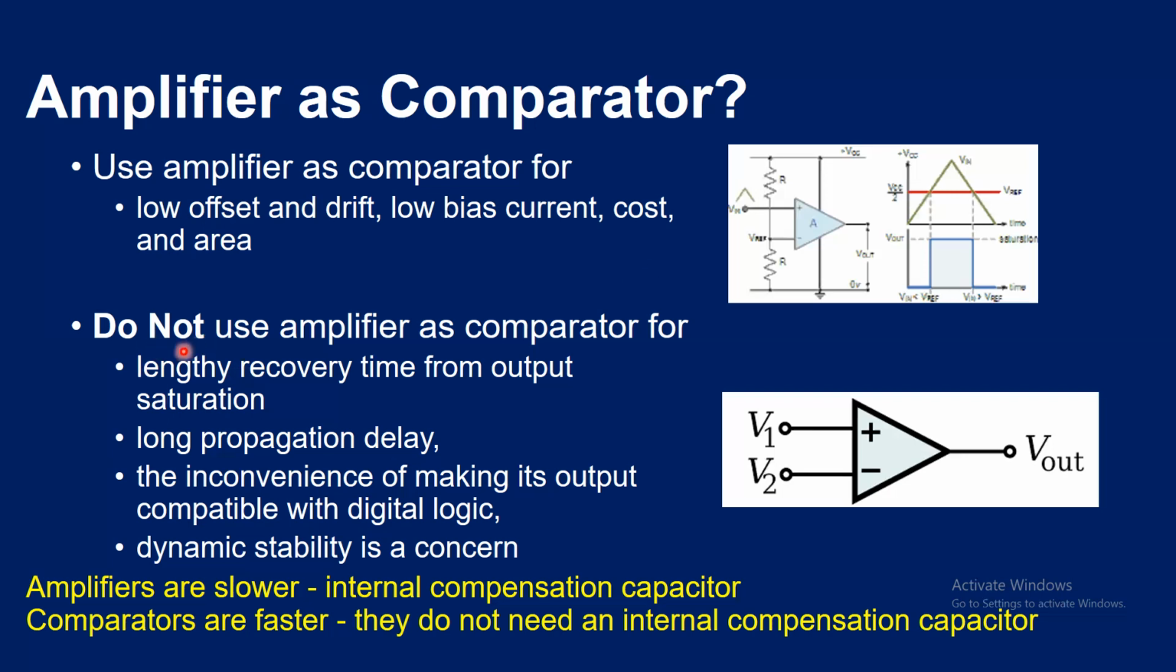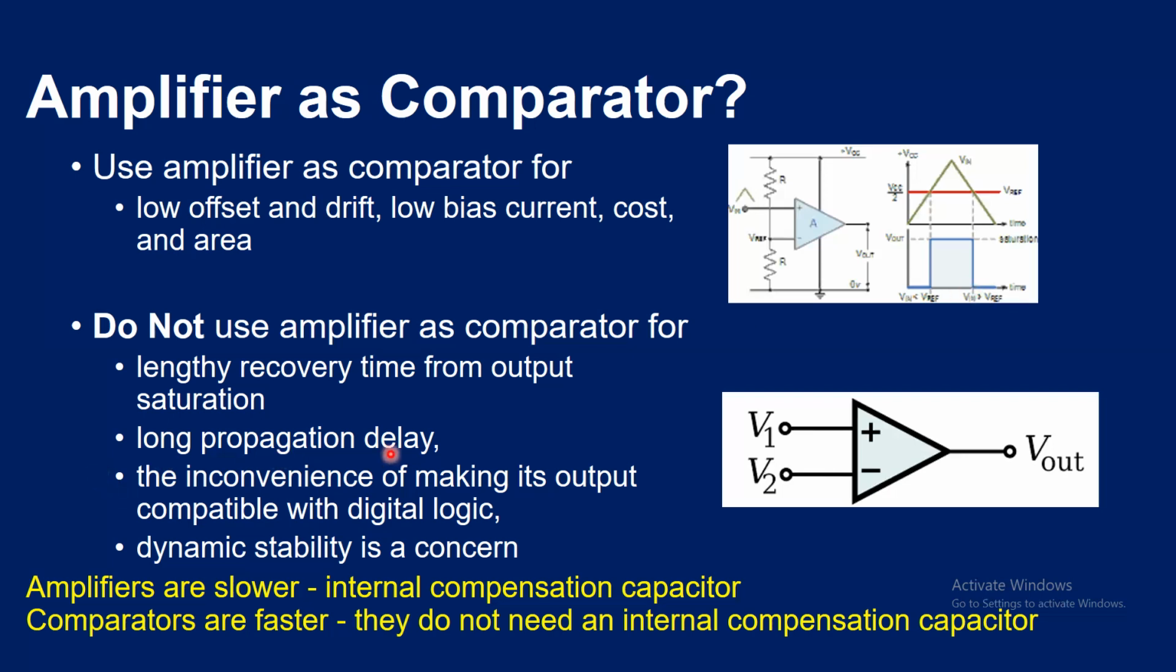However, you sometimes cannot use an amplifier as a comparator, because amplifiers usually have a lengthy recovery time from output saturation. If you are using an amplifier, as shown in this image, as a comparator, it is switching between the two levels, saturating to the positive and negative levels of the output, the high level and the low level. So it has a lengthy recovery time from output saturation. From one level to another level, it takes time to switch.